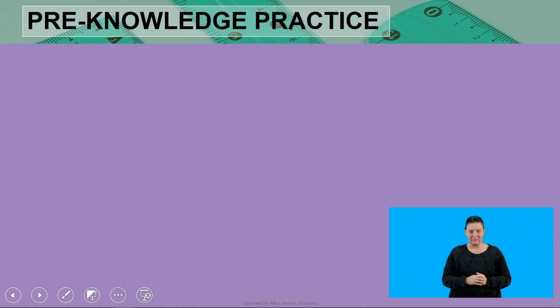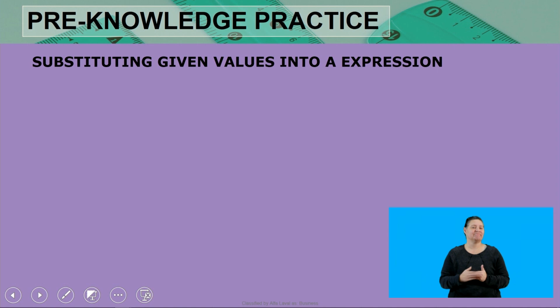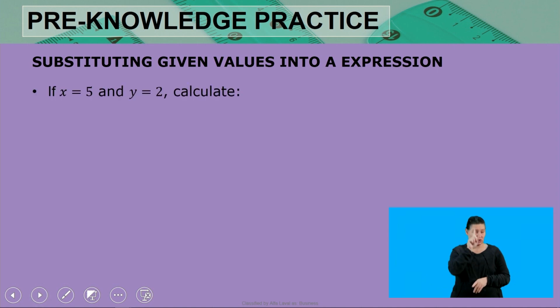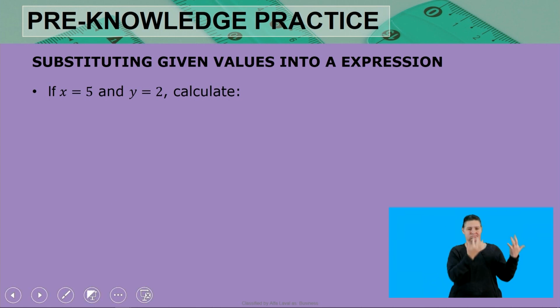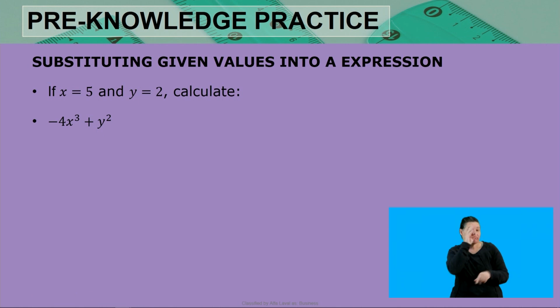Right, let's move on to more pre-knowledge practice. What we are going to do next is substitute given values into an expression. We are given that x equals 5 and y equals 2, and we need to calculate the following. Firstly, what you need to remember when you are substituting is that you need to use your brackets.